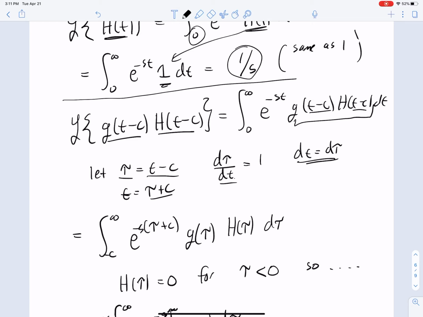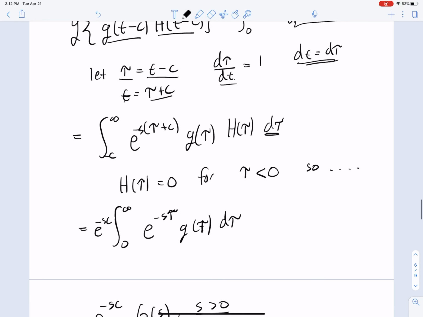So we don't have to change the volume element here, right? So if I change variables from t to tau, then I get h of tau, g of tau. That was by design, right? We wanted to simplify those. d tau, and then up here, I need to plug in for my t, tau plus c.